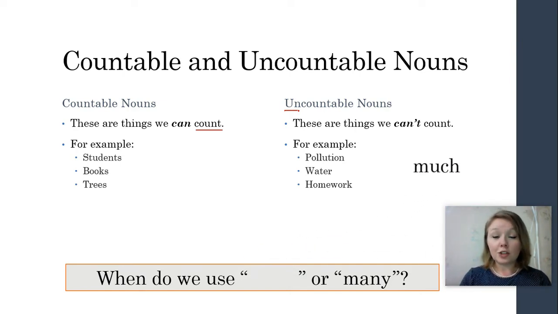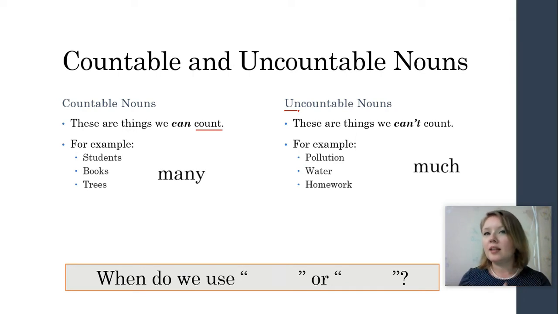We use much with uncountable nouns. So I could say, for example, there is too much pollution today. Or do you have much homework, for example? Many is something we use with countable nouns. So I could say there are many students at Kyungnam University. Or there are so many trees in Korea, right?